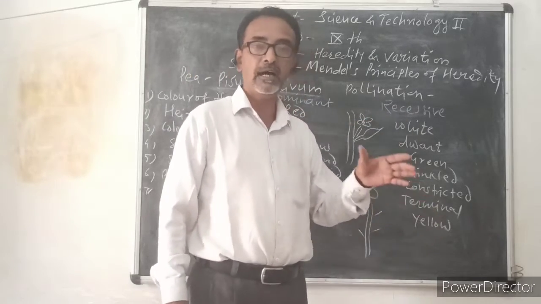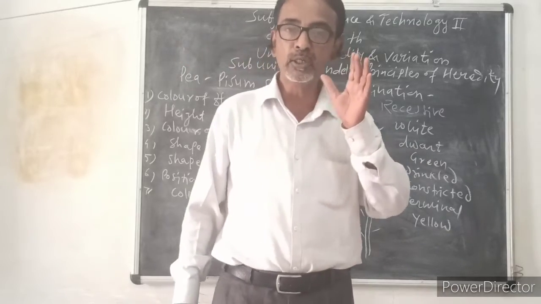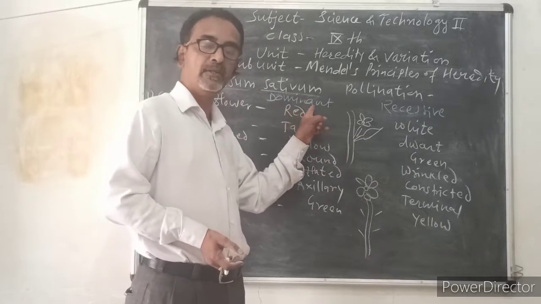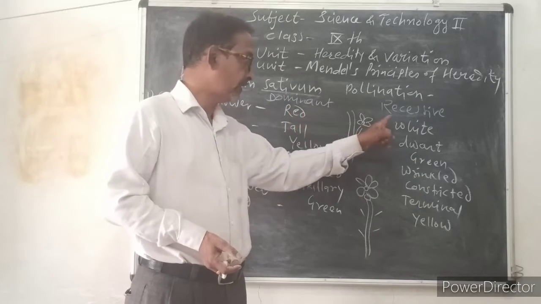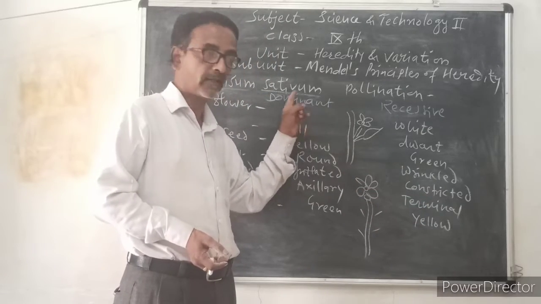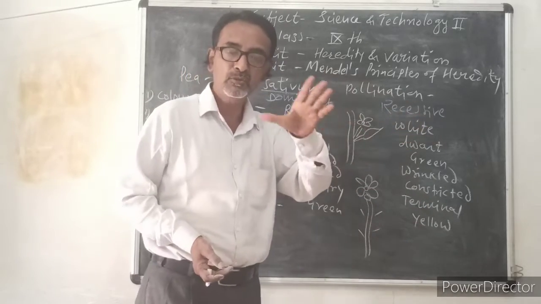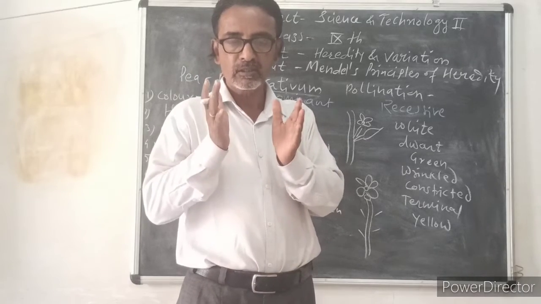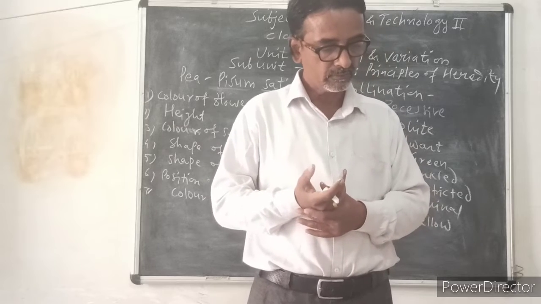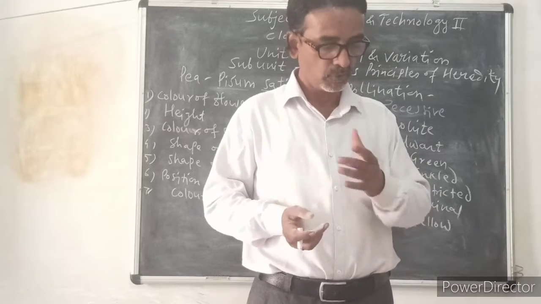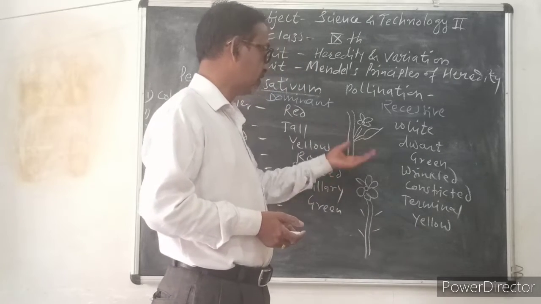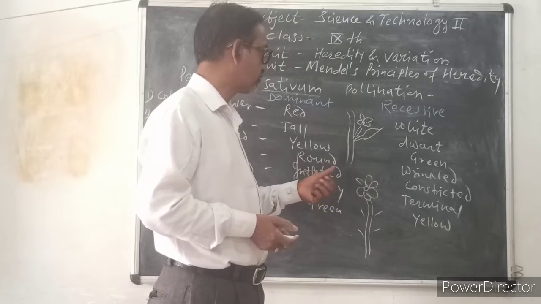Recessive characters are those characters which cannot express themselves in the presence of dominant characters. म्हणजे हे स्वतःचं अस्तित्व दाखवू शकत नाहीत का? Because of dominant characters, and hence they are called recessive characters. So some characters are dominant and some characters are recessive. Then after that we shall see some other examples.